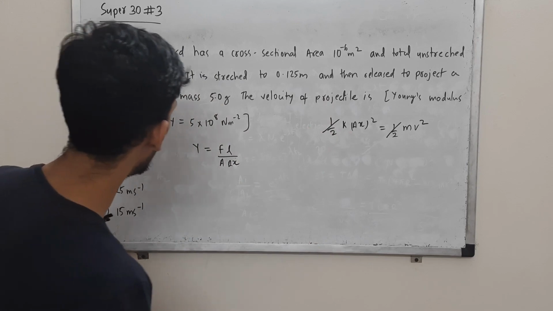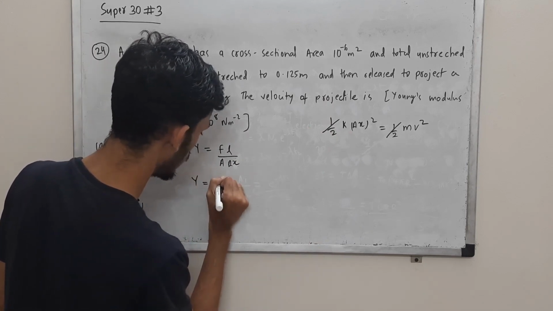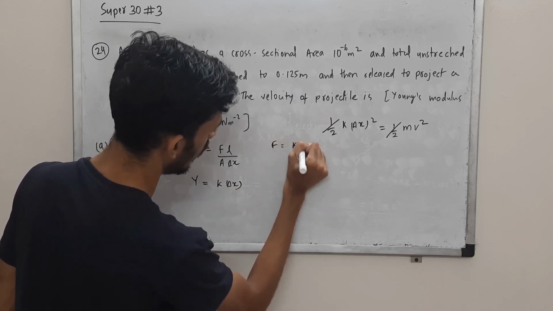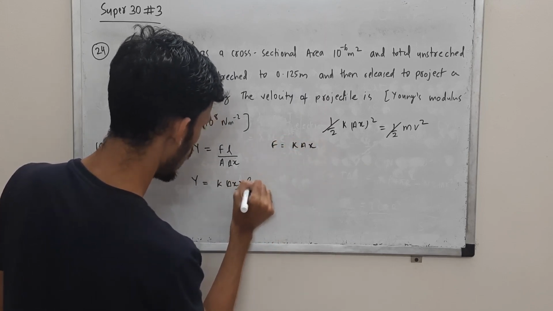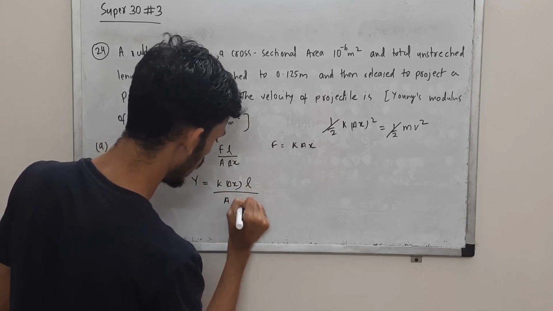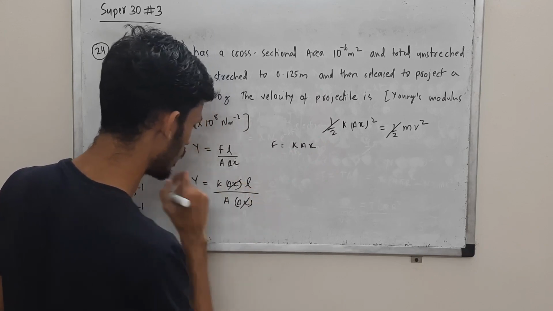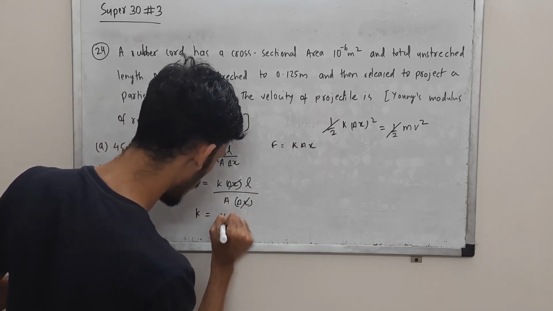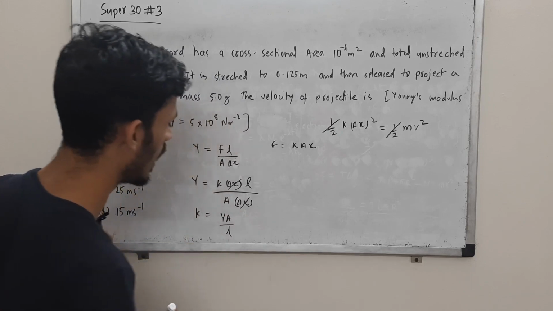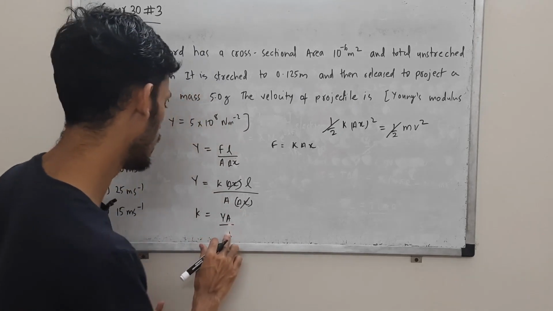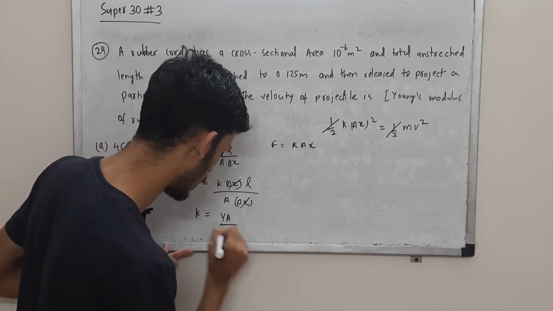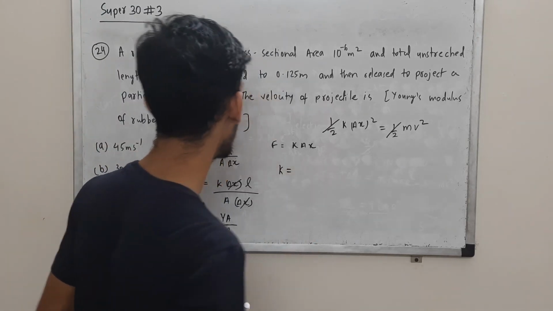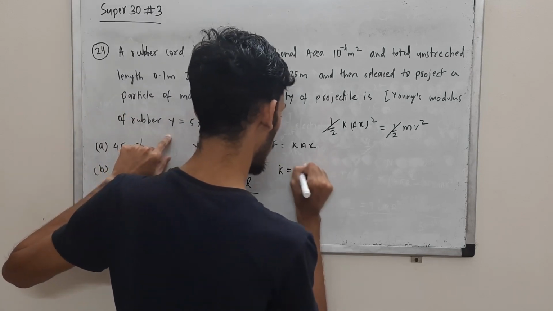What we can do next, now the rubber is like a spring. You can treat it like a spring. So you can write F is equal to K delta x, magnitude wise. And here we have F equals Y A delta x by L. So this delta x and delta x will cancel, and you will get K is equal to Ya by L. Some of you might directly know this relation, that K is Ya by L. The restoring constant is Ya by L. If you know, good for you. Just substitute the values and obtain the value of K.